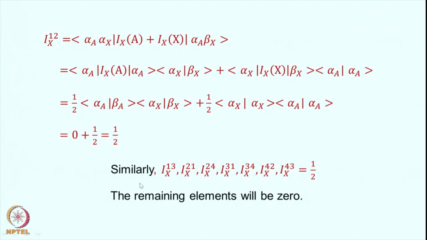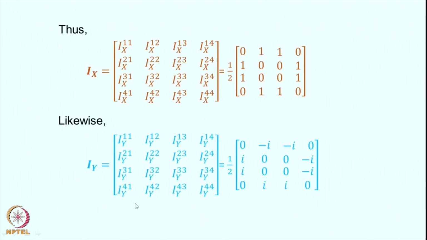So similarly you can calculate for these elements Ix 1 3, Ix 2 1, Ix 2 4, 3 1, 3 4, 4 2, 4 3, all these will be equal to half, and the remaining elements will be 0. So thus your Ix representation will look like this. All the 4 elements, you will have a half here, this 1 1 here, 1 1 here, 1 1 here and 1 1 here, and all the other elements are 0.